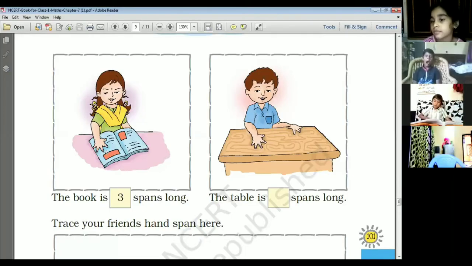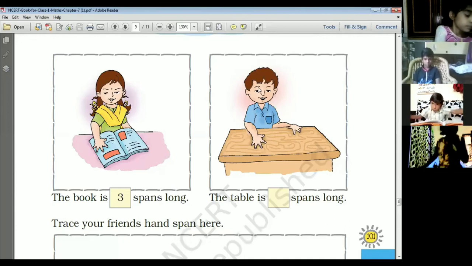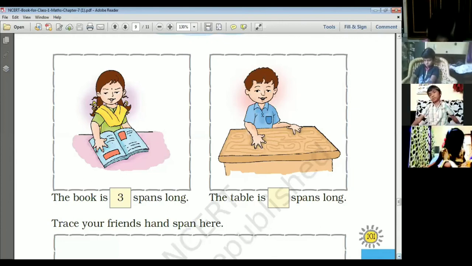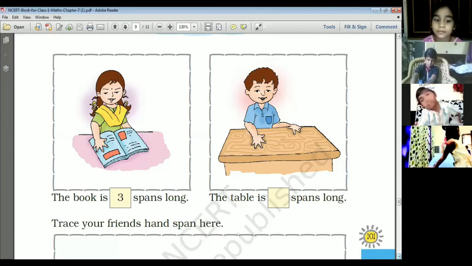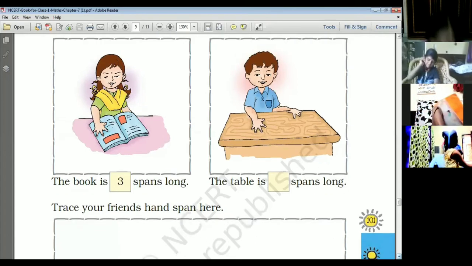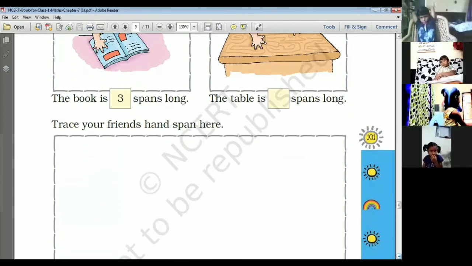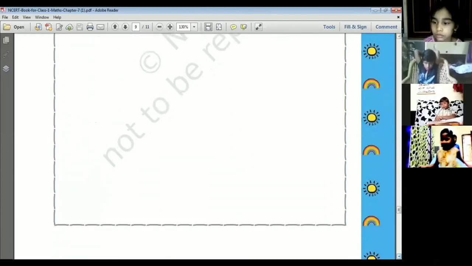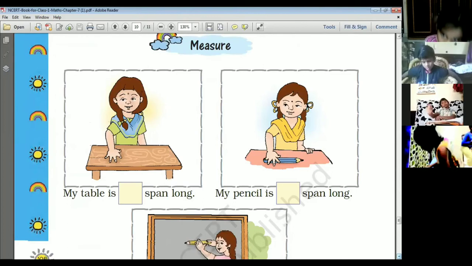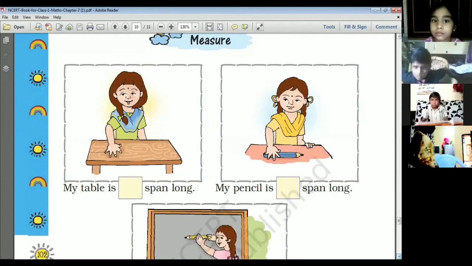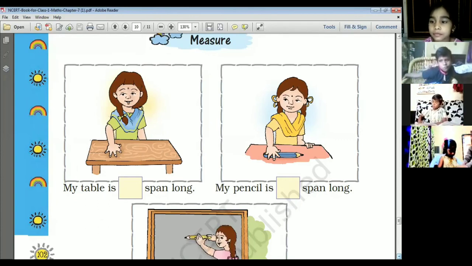See here, this girl is measuring her textbook. How much is it? 3 spans long. So this boy is measuring the table using his hand span. Like that, you also measure at your home. If you have any table or sofa, measure with hand span and find out how many spans long it is. So here I have the pencil. Measure it. That pencil is 1 span long.